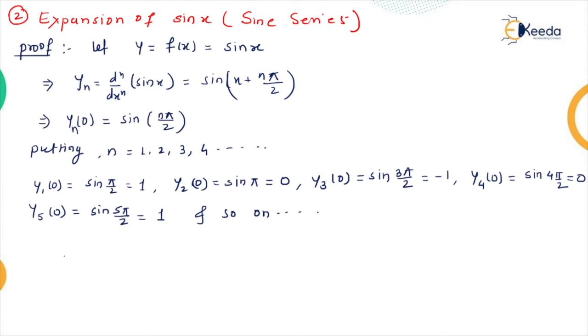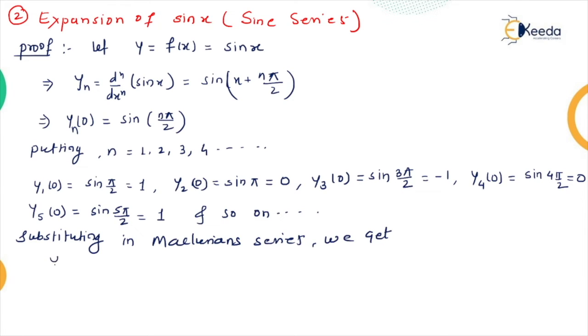After that, substituting these values in the Maclaurin series. You know very well what a Maclaurin series is. I am writing y is equal to y of 0 plus x into y1 of 0 plus x square upon 2 factorial into y2 of 0 plus and so on.